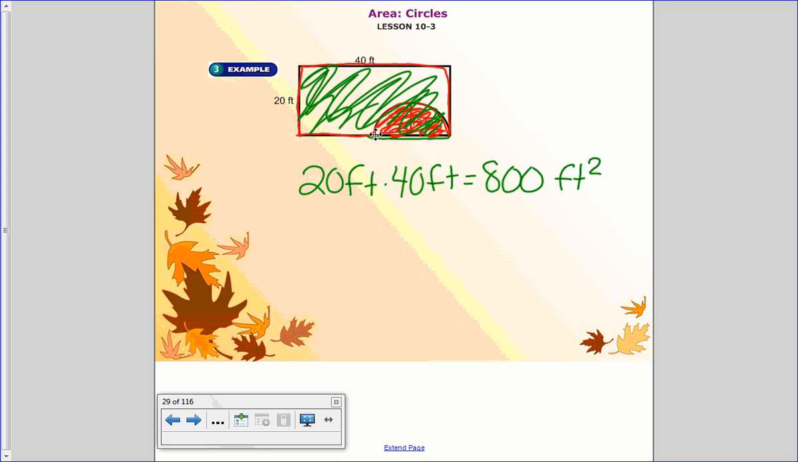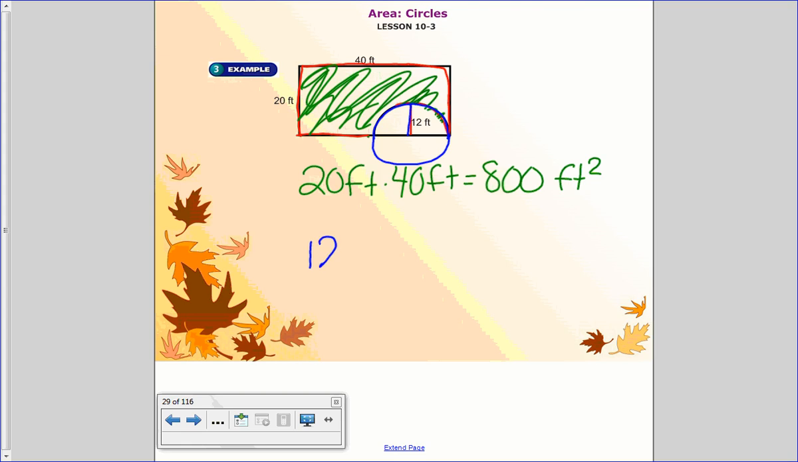But we don't actually have the whole thing. We need to take out this piece right here. So we need to subtract out that little piece. So if you look at it, well, I have here half of a circle with a radius of 12, because I could finish it out and go like that. So we need to figure out what the area of that piece is.